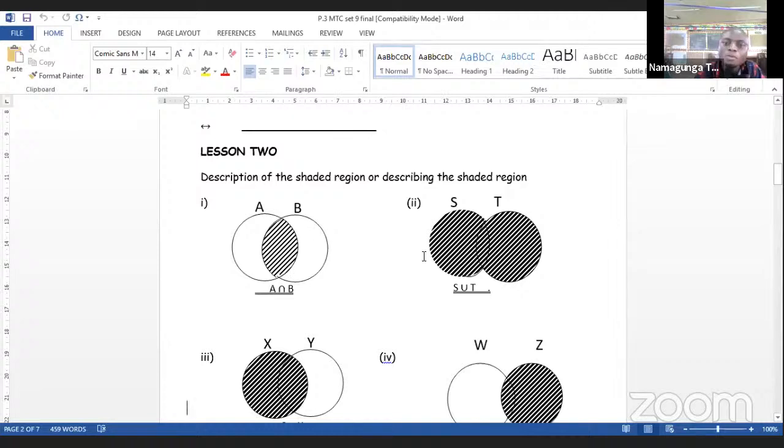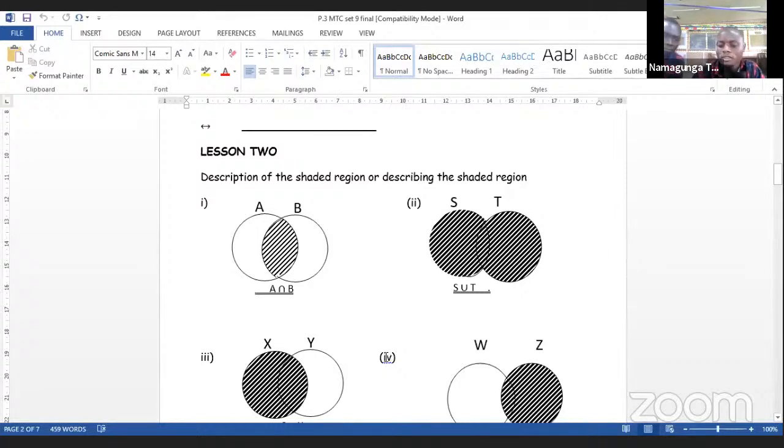Our second example here, they have shaded the whole set. So for us, you are going to tell them the shaded region. These are our two sets, set S and set T, and they have shaded all parts. It means you're going to use the union. So you will say S union T, or set S union set T.